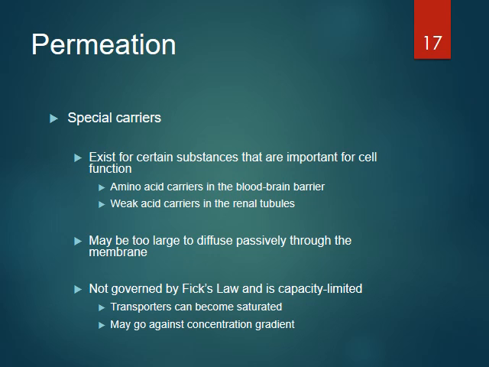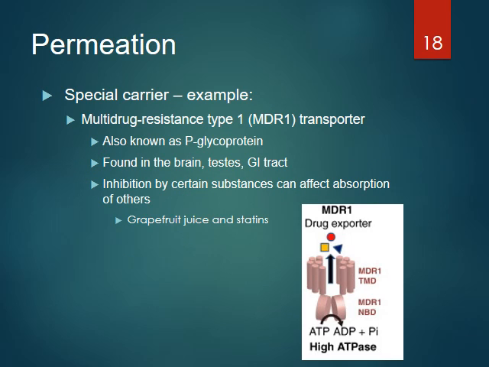And so because this is an active process, it may also go against the concentration gradient. So it can go from an area of low concentration to one of high concentration. So a good example of this would be the multi-drug resistance type 1 or the MDR1 transporter. Another good name for this is going to be P-glycoprotein or PGP as it is commonly abbreviated. And so this is found in many areas of the body, including the brain, the testes, and also the GI tract. And so this one's actually going to be really important for drug efflux, meaning it's going to be forcing, in a lot of cases, drugs out of an area.